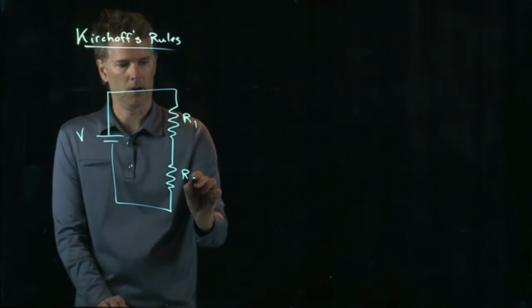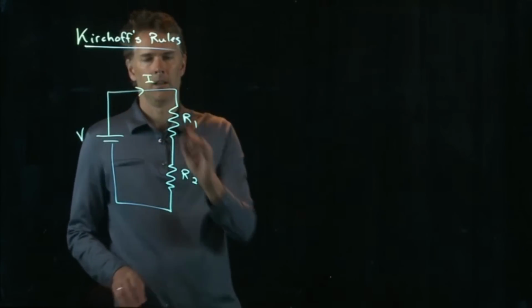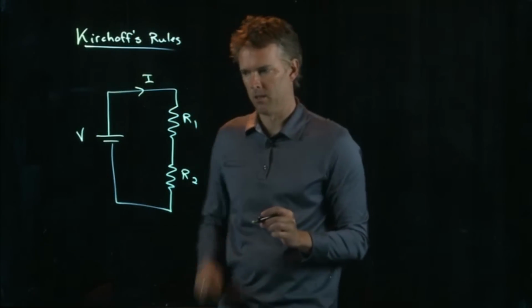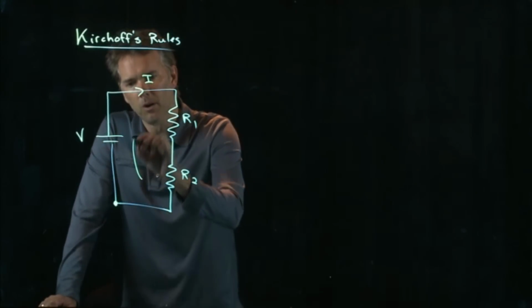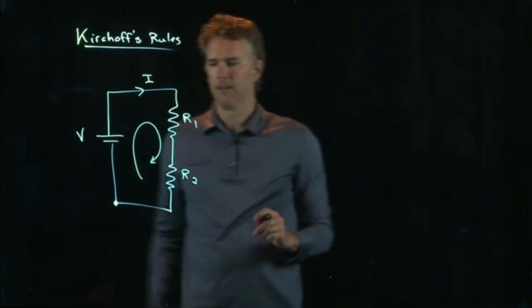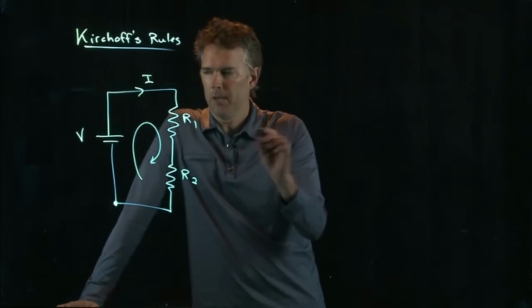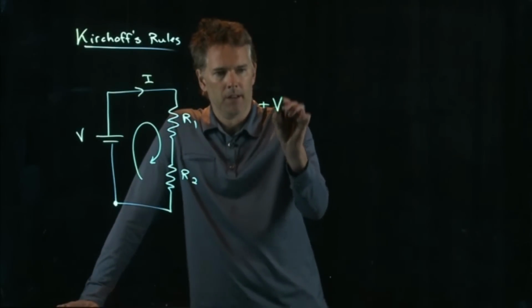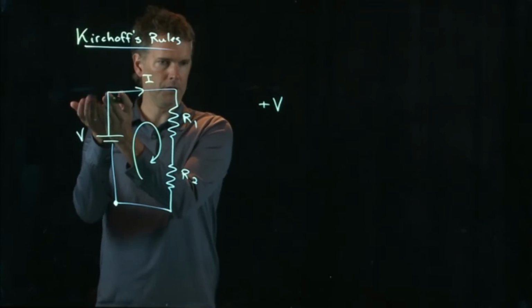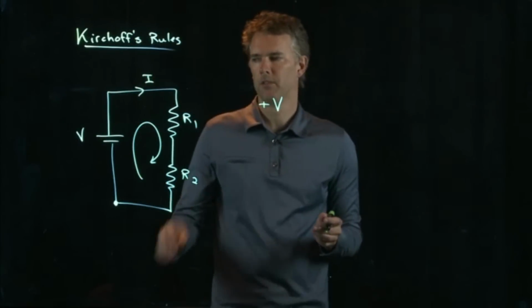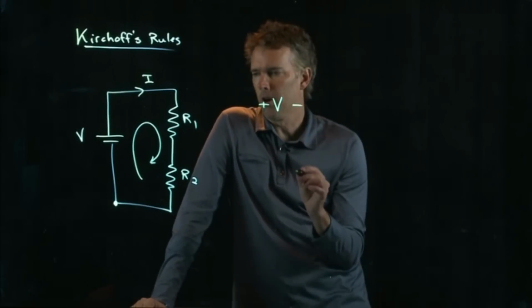R1 and R2. And there's some current I that's flowing in this circuit. So once again, let's start right there, and we'll go around the circuit in that direction. So the first thing we do is we hit the battery. That's positive. We've gone from the negative terminal up in voltage to the positive terminal, so we have a plus V. And then we go through resistor R1.